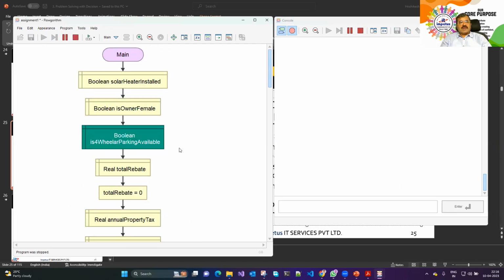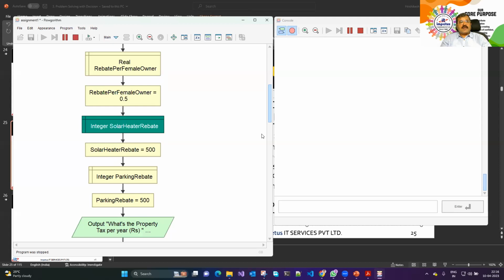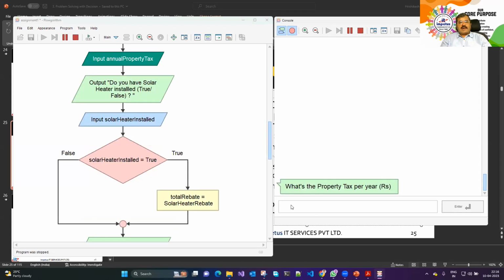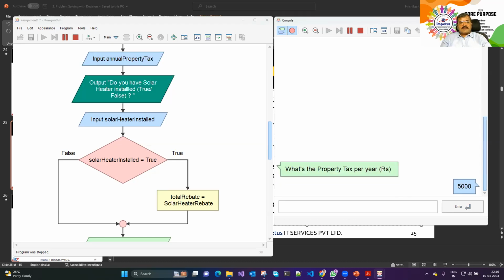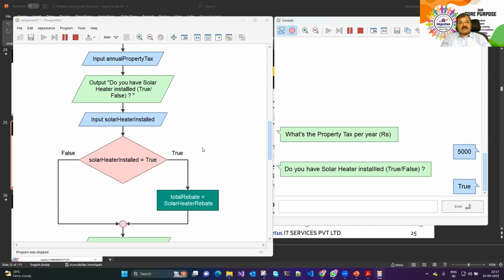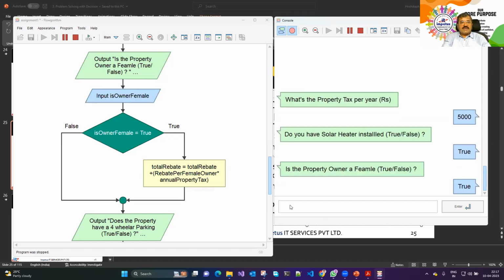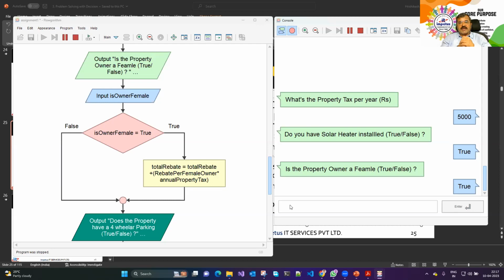Yeah. So one after another, all the variables have been created. Now property tax is again rupees 5,000. Then we have been asked, do you have a solar installed? I say yes. So we should get 500 rupees for that. Then we have calculated 500. And we are checking, is the owner of the property female? Let's change the spelling also, female. So I say true. Let's see where the control goes. It has correctly got the true part.